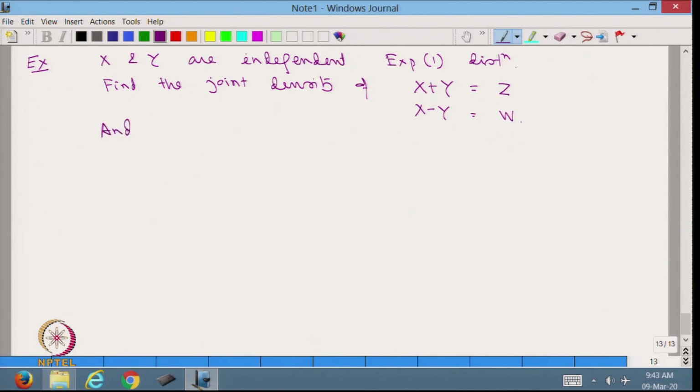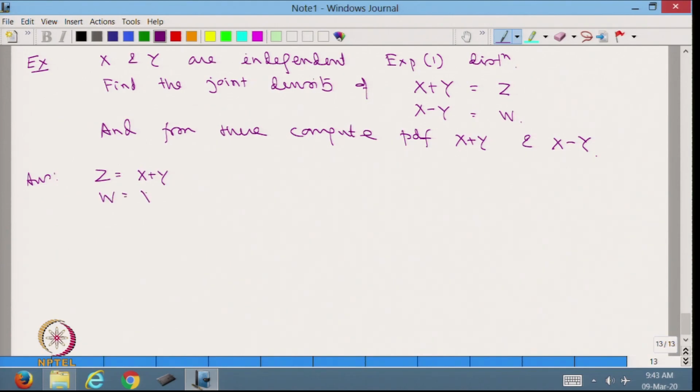And from there compute PDF of x plus y and x minus y. So, let us move as follows. So, z is equal to x plus y, w is equal to x minus y. Therefore, x is equal to (z plus w) by 2 and y is equal to (z minus w) by 2.